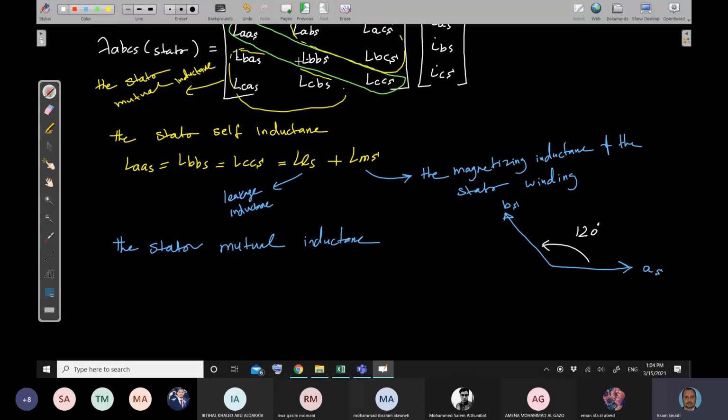Now let's see. If I need to calculate LABS, simply here, I'm energizing, let's say, coil A by IAS. Then I will try to find lambda BS. Then this will equal lambda BS over IAS. Of course, if I do the opposite thing, it will be the same. If I inject a current in B and measure lambda in A, then if I divide, I will find the LBA, which will be the same. Good.